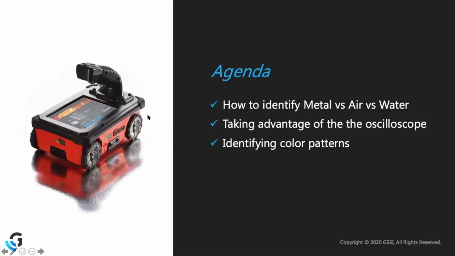So, as I mentioned, we'll be uncovering how to identify material types, more specifically, metal versus air versus water. We'll also talk a bit about how to really take advantage of the oscilloscope and how that's going to help you in terms of not only identifying material types, but getting an even more accurate depth reading with your horizontal cursor. We'll look at more specifically as it relates to material types, the different color patterns that you will see representing different amplitude values, which can give us a little bit of information on the type of material that the radar is traveling through.